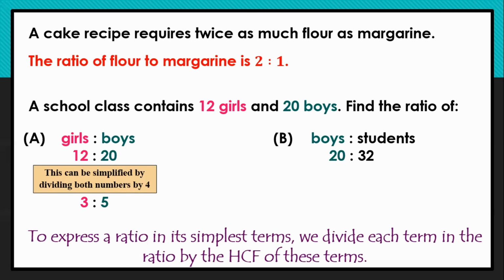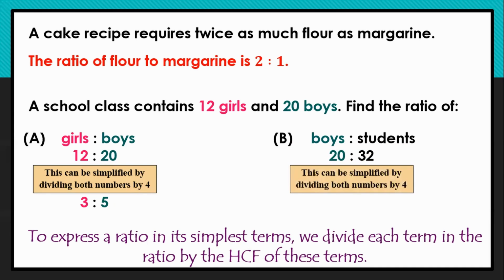Yes, it can. What is the highest common factor of 20 and 32? Did I hear 4? Great job. So we are going to divide both numbers by 4. So 20 divided by 4 is 5, and 32 divided by 4 is 8. So the ratio of boys to students in its simplest form is 5:8. Excellent. Let us look at proportions.